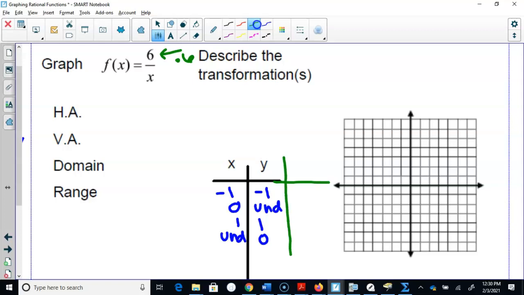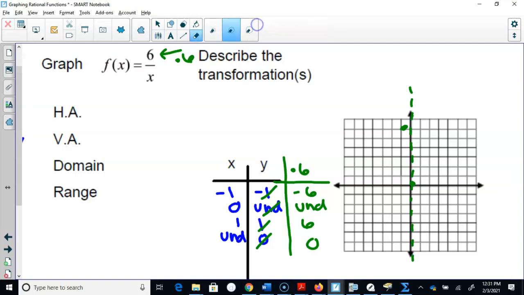Anything in the numerator is a multiplication. I'm going to multiply everything by 6. So that's going to give me negative 6, undefined still, 6, and 0 still. I'm going to now plot my points at -1, 1, 2, 3, 4, 5, 6. 0, I'm at undefined. When x is 0 is right here. I'm undefined. There's no y value ever there.